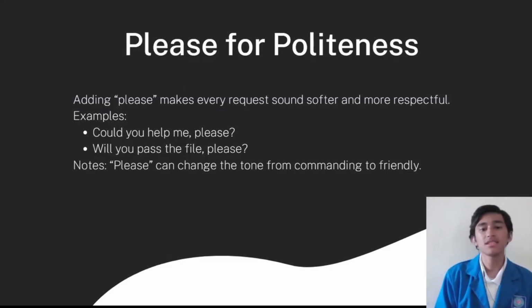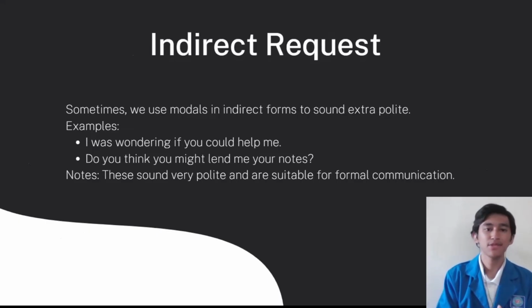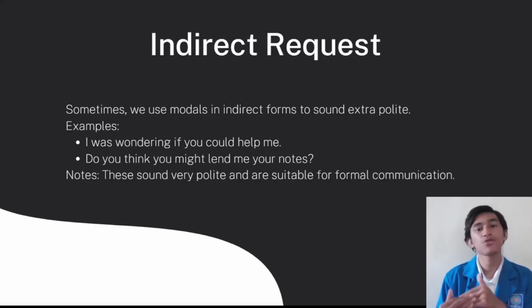And now, let's take a look at how to make requests more indirect. Sometimes, indirect requests sound even more polite and natural. We often use phrases like I was wondering if, or do you think you could. For example, I was wondering if you could help me. And do you think you might lend me your notes? They sound very polite, perfect for formal situations.